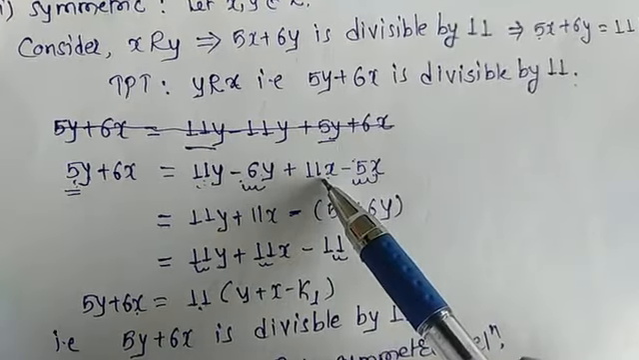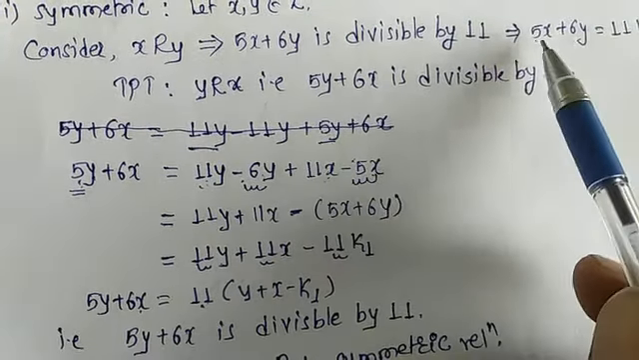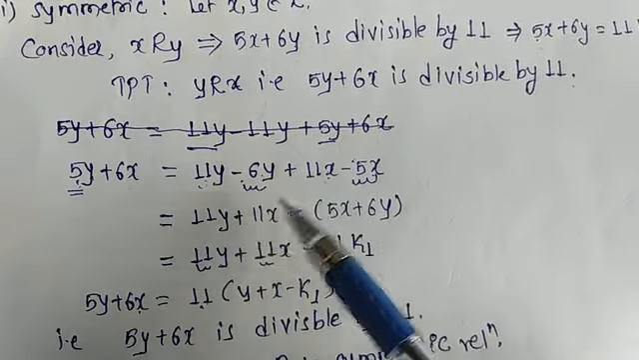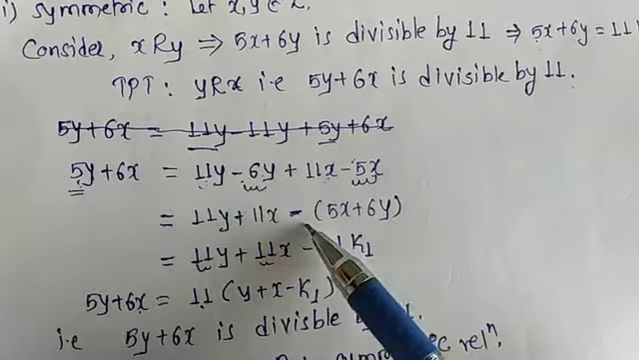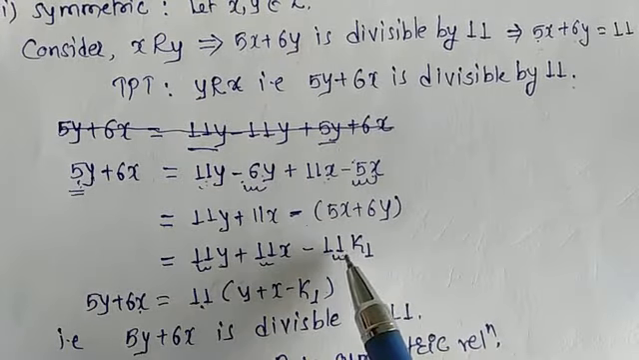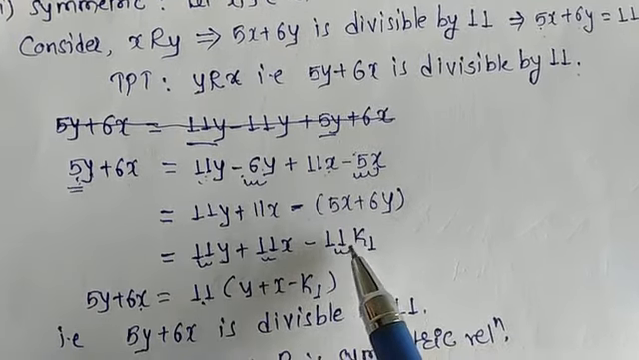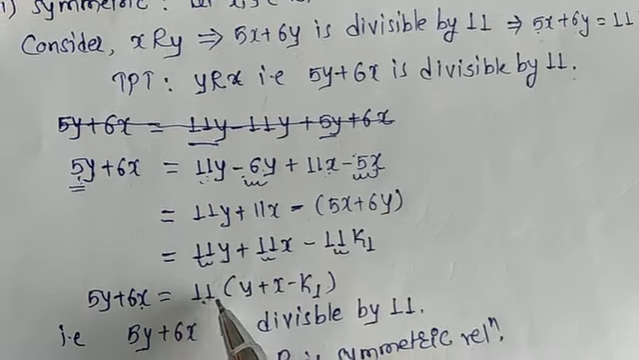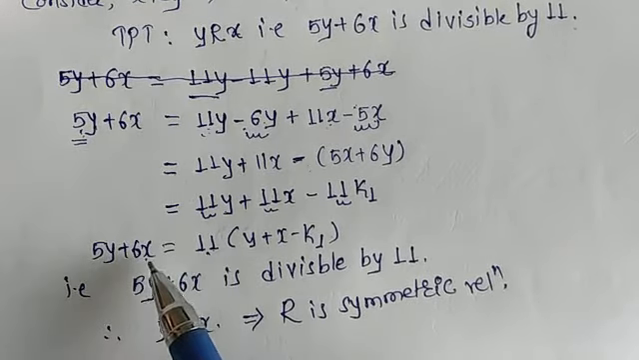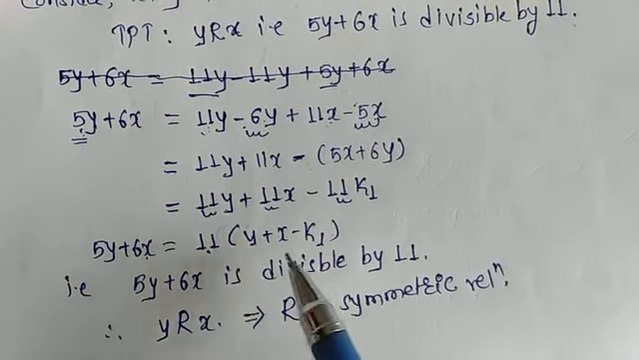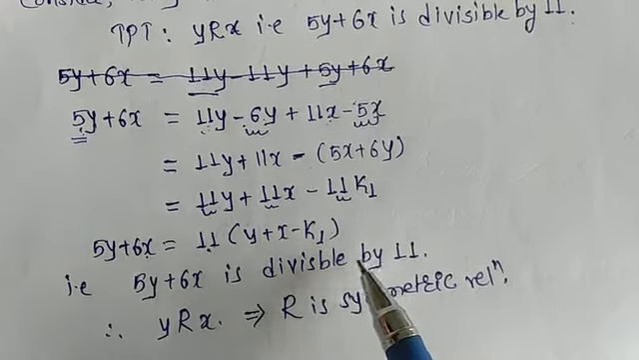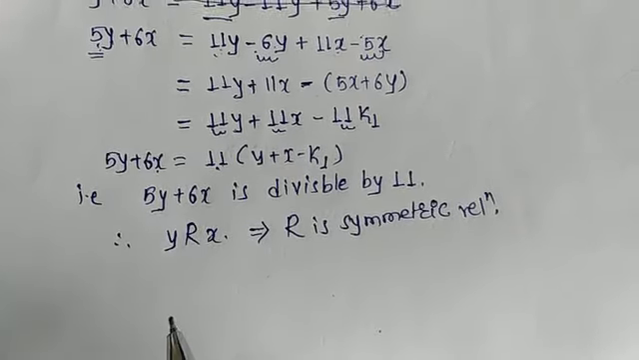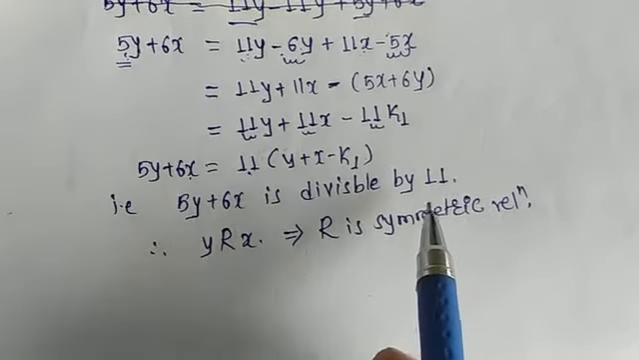And similarly here 11x minus 5x is present. These two terms can be separated, taking the minus sign common. Here 11 is present in all terms, and we can take it common, which shows that 5y plus 6x is a multiple of 11, therefore it is divisible by 11 also. When it is a multiple of 11, then it should be divisible by 11 also, which is a reflexive relation.